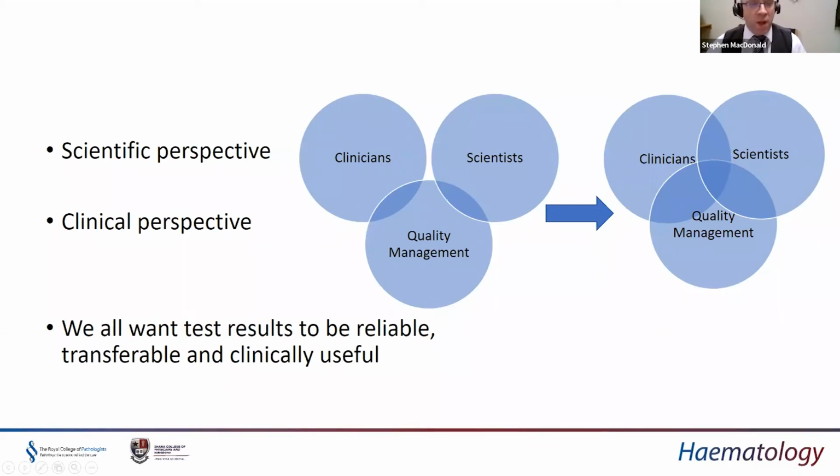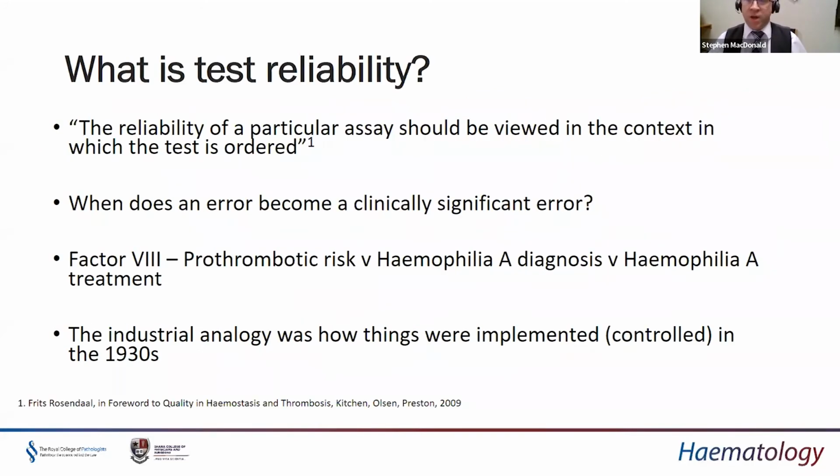Because again, the bottom line is we want all tests to be reliable, we want all tests to be transferable, and we want all tests to be clinically useful. And here's another question. We all agree that we want tests to be reliable, but what does reliability even mean? And from the same reference, Quality in Hemostasis and Thrombosis, a very nice quote in the foreword to that book is that the reliability of any particular assay that we perform in a laboratory should be viewed in the context in which the test is ordered.